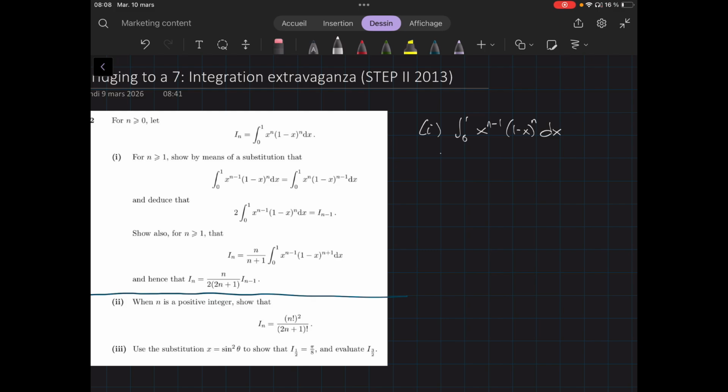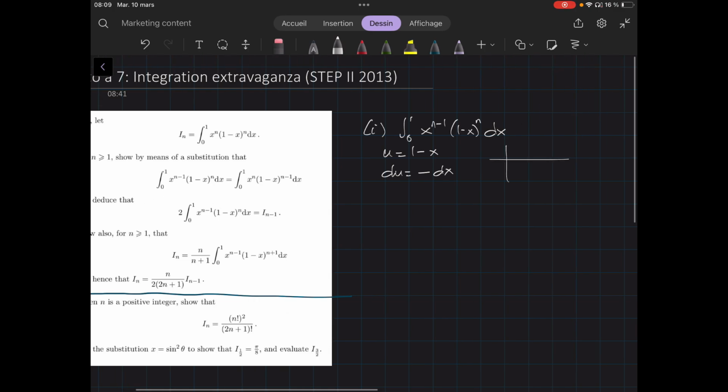So, if u is equal to 1 minus x, du is equal to minus dx, we'll also change the bounds. X goes from 0 to 1, u therefore goes from 1 to 0. The integral now becomes the integral from 1 to 0, 1 minus u to the n minus 1, times u to the n times negative du. You can take a negative out and reverse the order of integration.